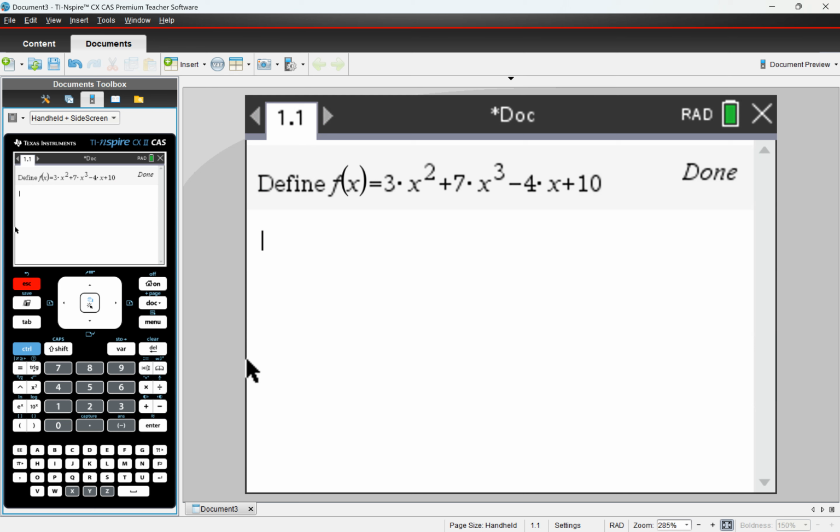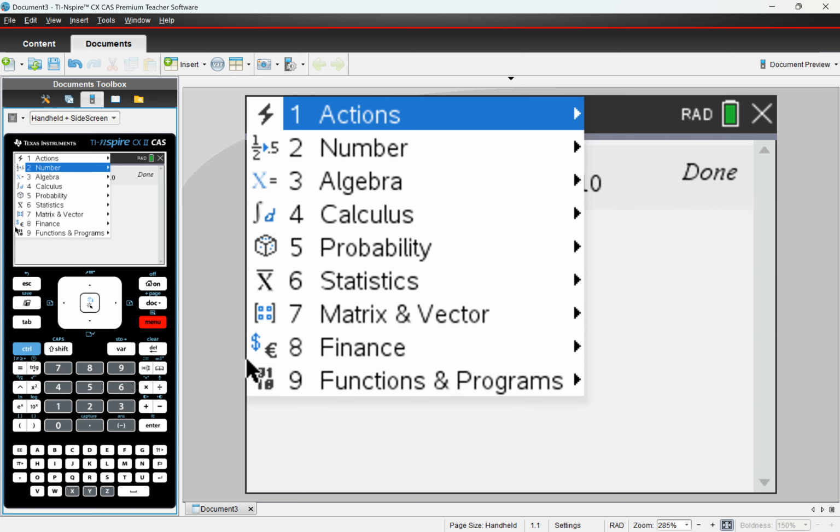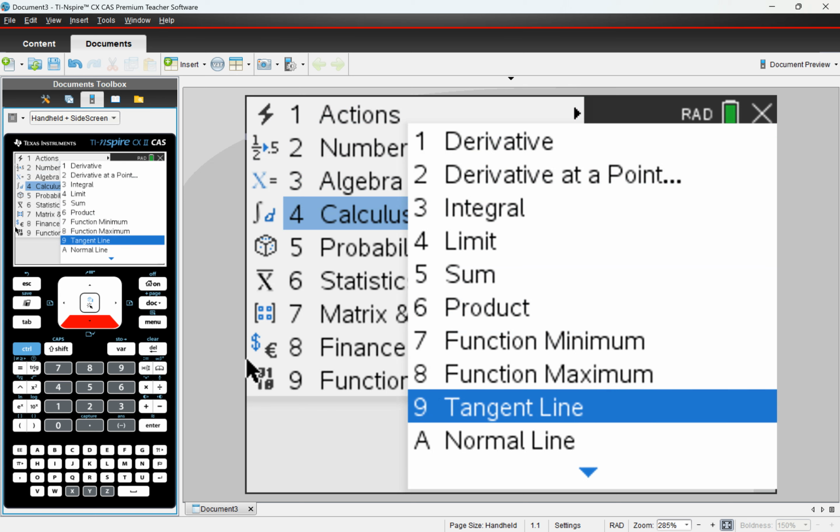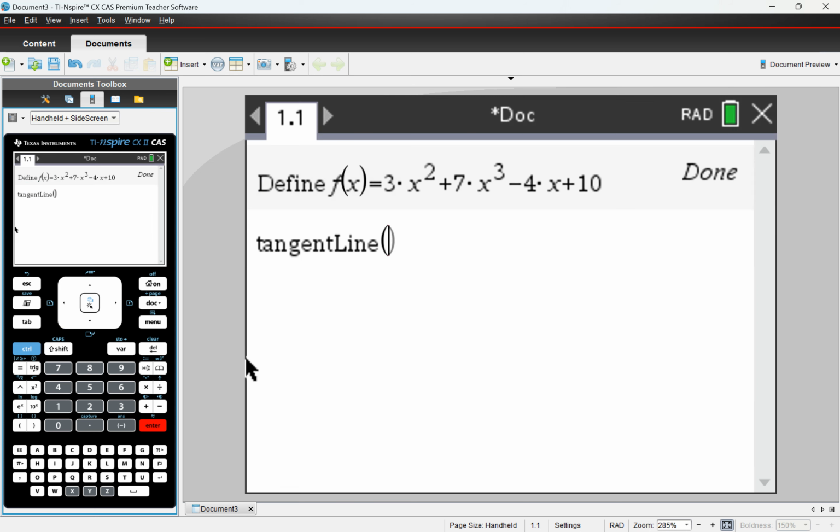Last session, I taught you how to find the gradient, or pretty much the tangent line. It was menu, calculus, tangent line. Okay, menu 4-9. Watch what happens here. Our function is this one, which I defined already. So I can just say f of x, comma. Now, where do we want to find the gradient? We want it at x equals 1. So you say x equals 1.